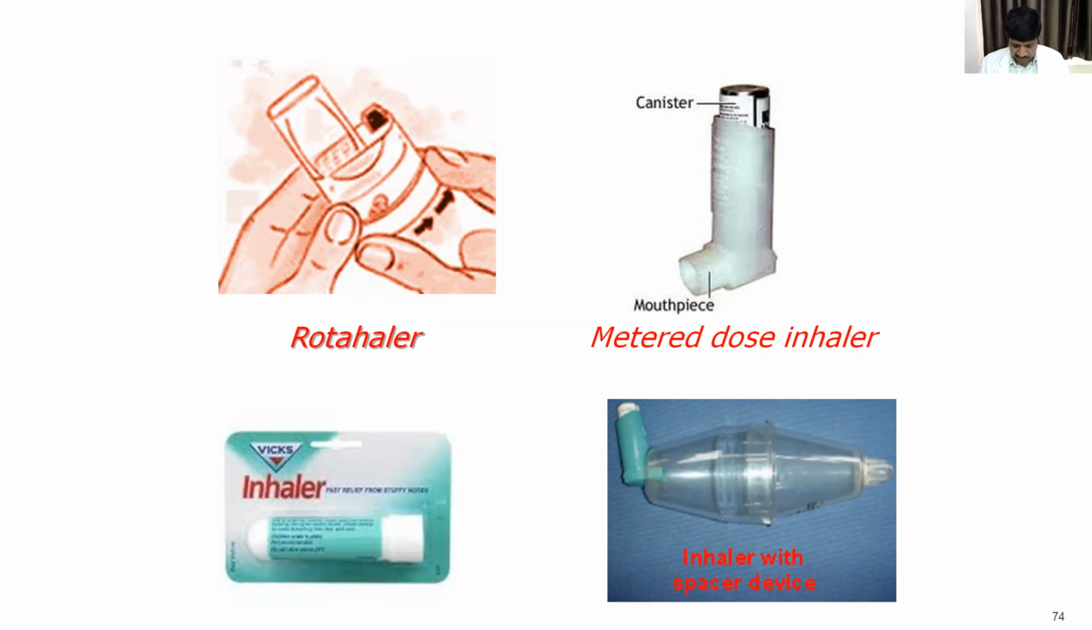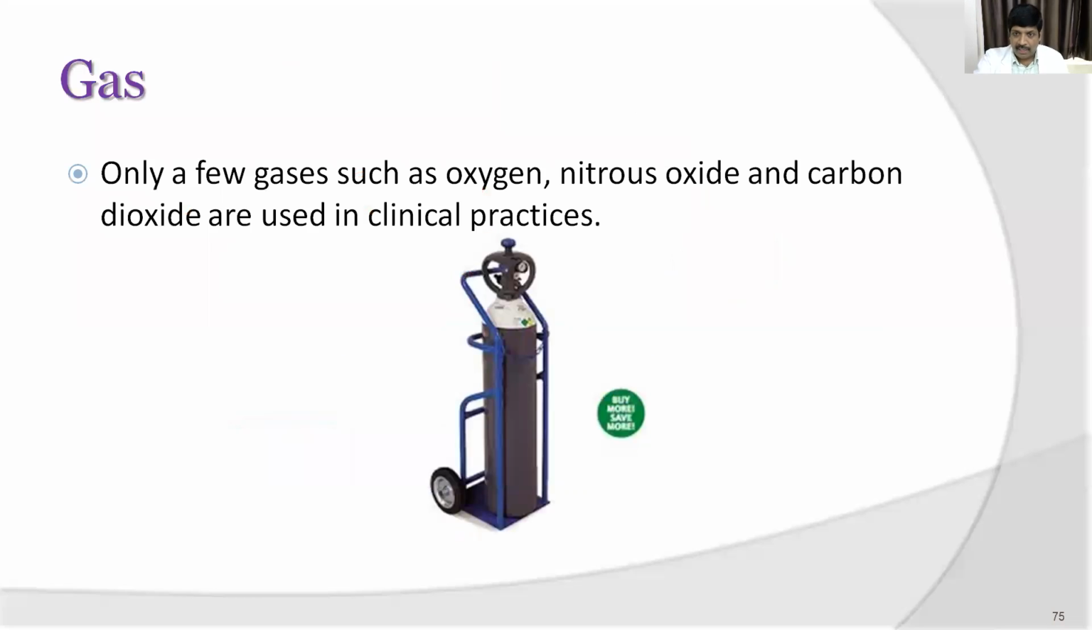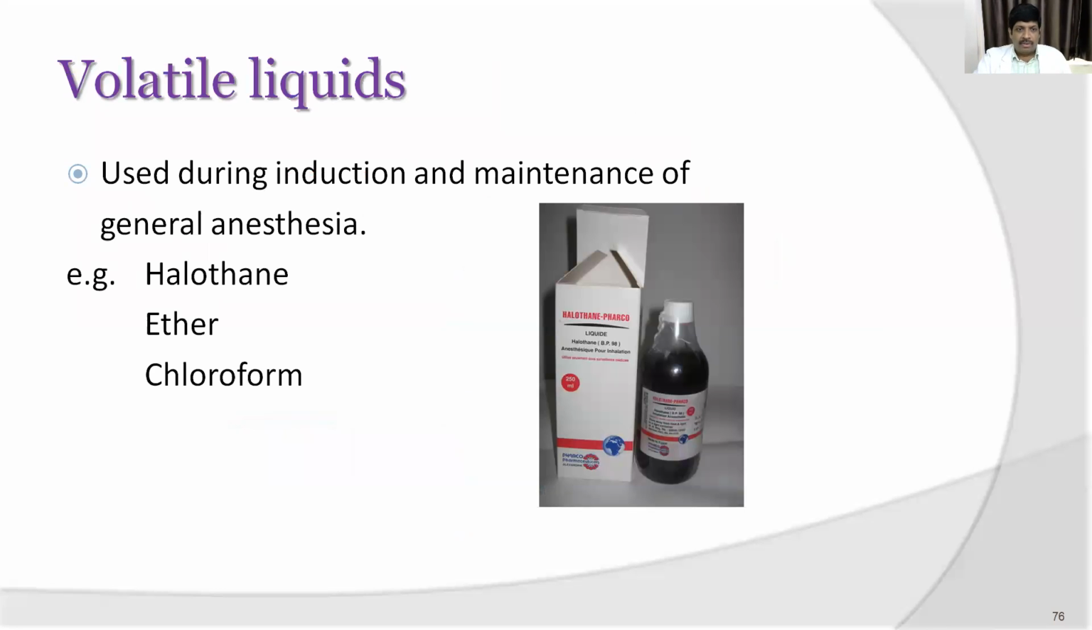So this question. Now we have the gas cylinder. You must already be knowing about this. This is the oxygen cylinder and all. So the drugs can be in this form also. Volatile liquids, general anesthetics and all, are put into liquid form. They are dispensed in liquid form. They are transported in liquid form, but when used, the patient has to inhale them.